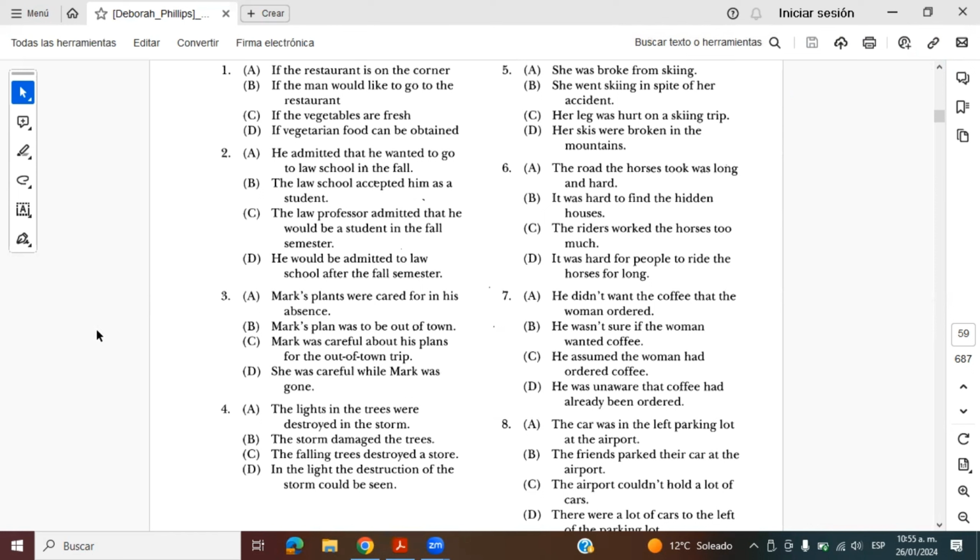TOEFL Exercise 5. In this exercise, listen carefully to the short conversation and question in the recording, and then choose the best answer to the question. You should be particularly careful of passives. Number 1. Would you like to go to the new restaurant on the corner? Is that the one that serves vegetarian food? What does the woman want to know?